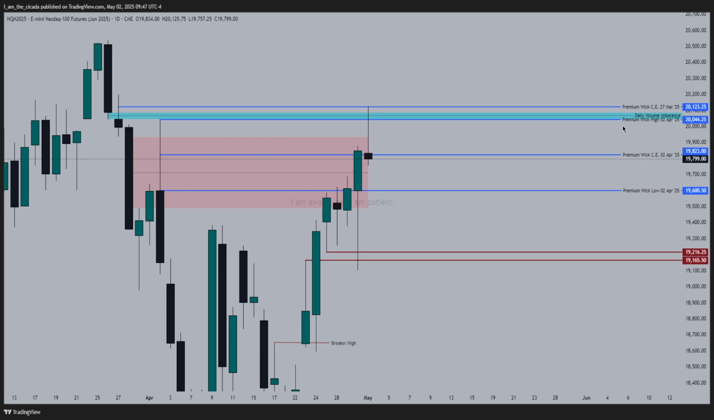But I do not want to fit all that text onto this side because that will just make everything look very messy. So I just have it denoted as premium wick high, 2nd of April 2025. We also have the premium wick consequent encroachment, which as you can see price beautifully touches and then begins to trade lower. And this daily volume imbalance, which is the gap in price where the wicks of the candle, the discount wick here and the premium wick here overlap each other, giving us a volume imbalance.